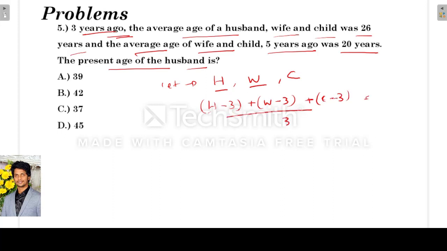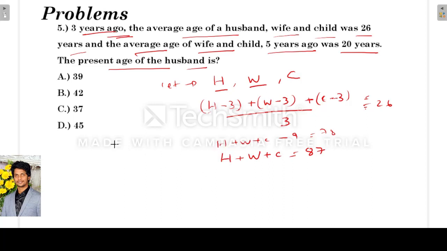So average is 3 is equal to 26. So from this we can say H plus W plus C minus 9 is equal to 3, take it this side, 17. So from this, what is H plus W plus C? It is 87, right?